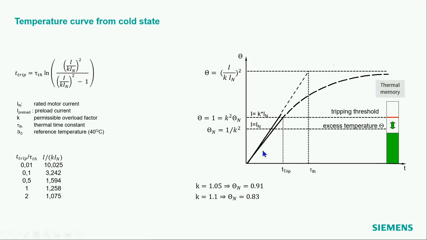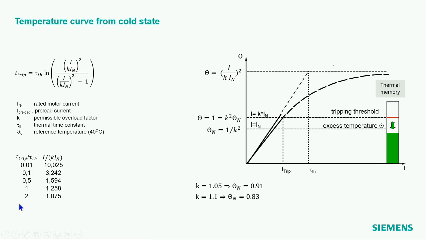The other finding is, if you think about the tripping time, depending on the injected current here, we can find a fixed ratio to the tau, to the time constant. What does it mean? Let's make an example. I get a tripping time which is identical to my time constant here. So 1 is the ratio, if my current divided by k times I n is 1.258. So you can get this also when you solve that equation.